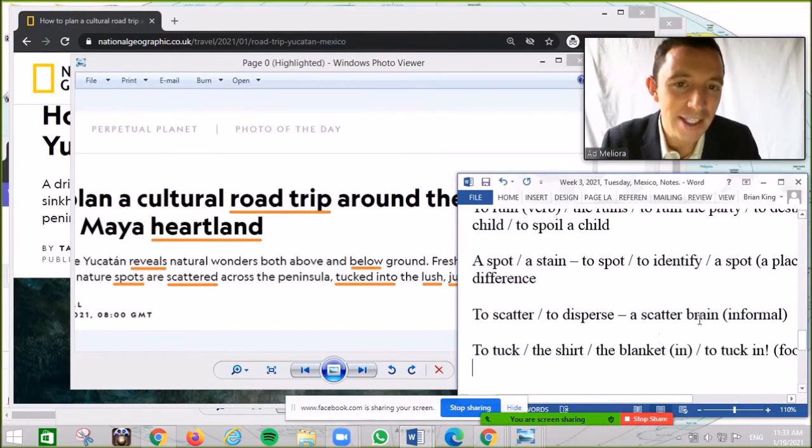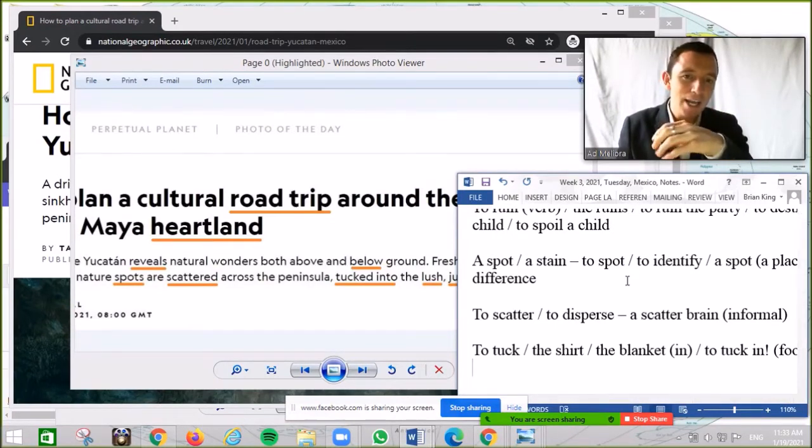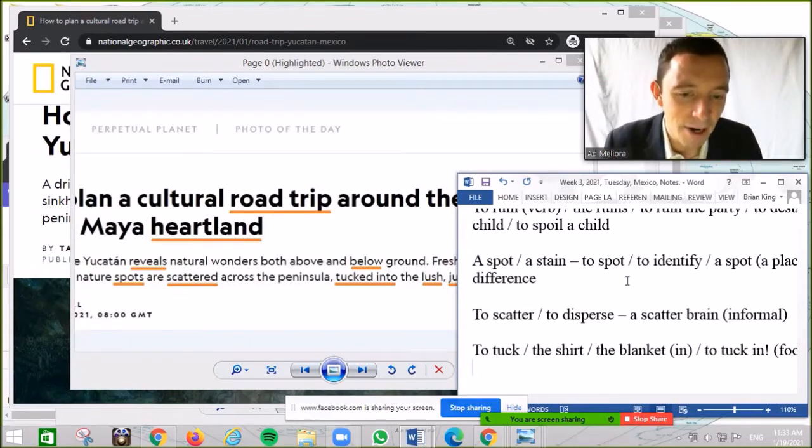And here it's related to the land, so the locations are tucked in. So you have the beach, you have the coast, and tucked in from the coast you have the special place, okay? So it's that small action, tucked in. It's very advanced and very, very good English. Very impressive if you can use it.